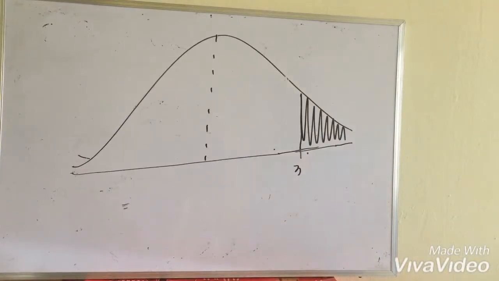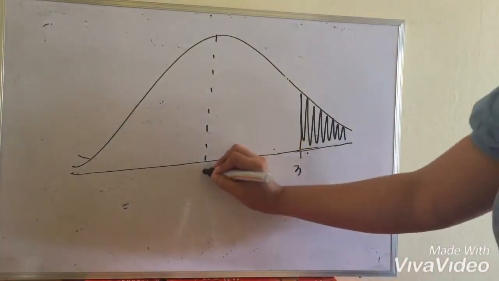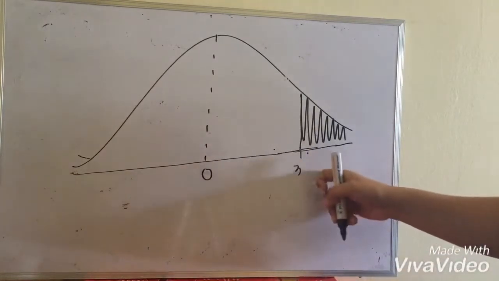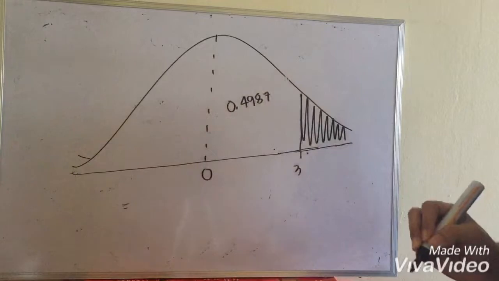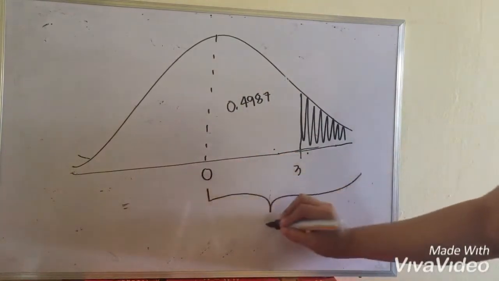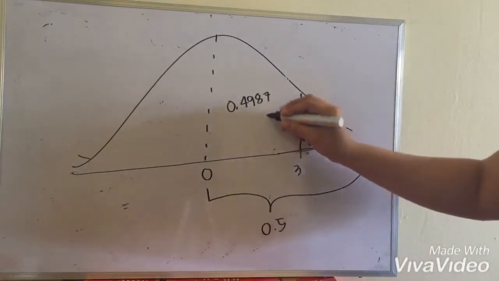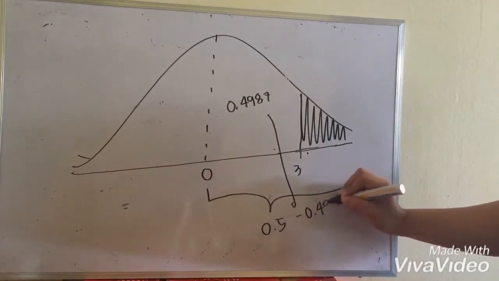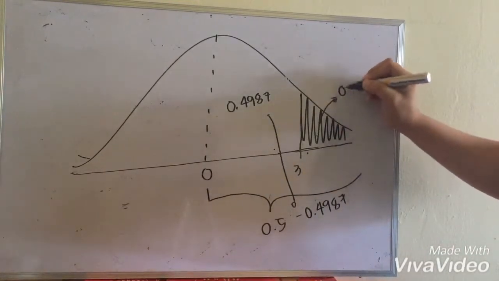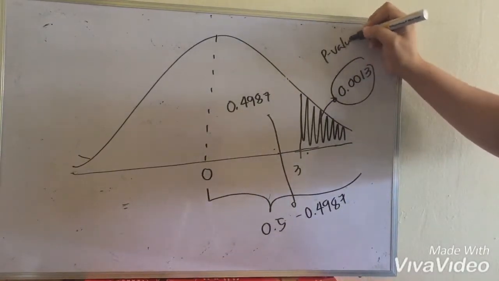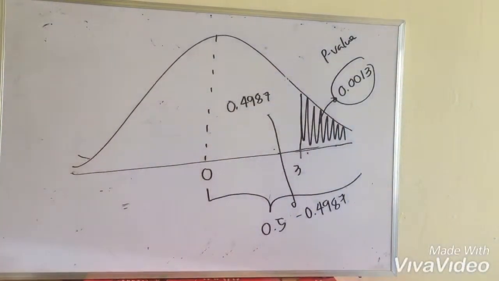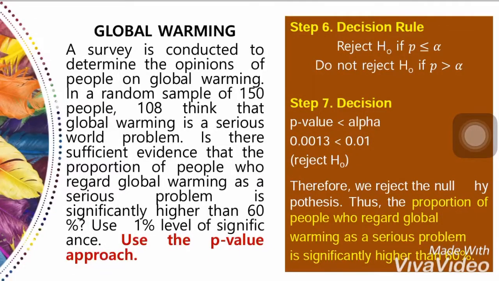Now let's solve for our p-value. Based on your z-table, the area covered from 0 to 3 is equivalent to 0.4987. Remember that from 0 to positive infinity, the area is 0.5. So we subtract this from 0.5. What's left in the tail is 0.0013. And this is our p-value. One-tailed, right-tailed.